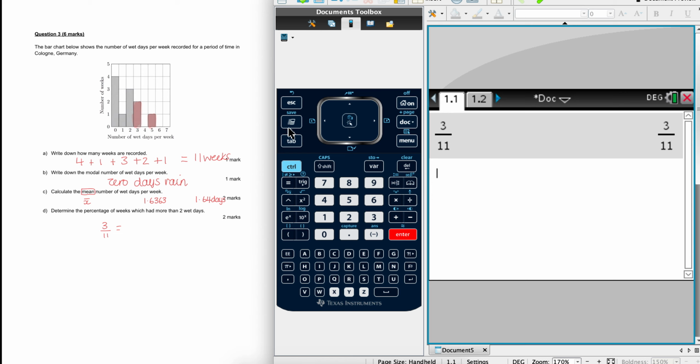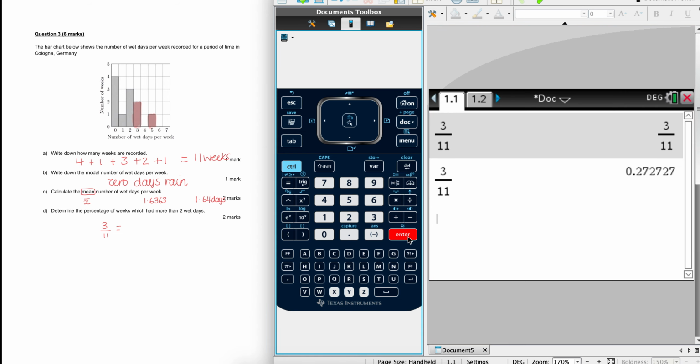And that gives me, if I do Control Enter, we can change it to a percentage. So I have 27.3% if I round that to 3 significant figures again.